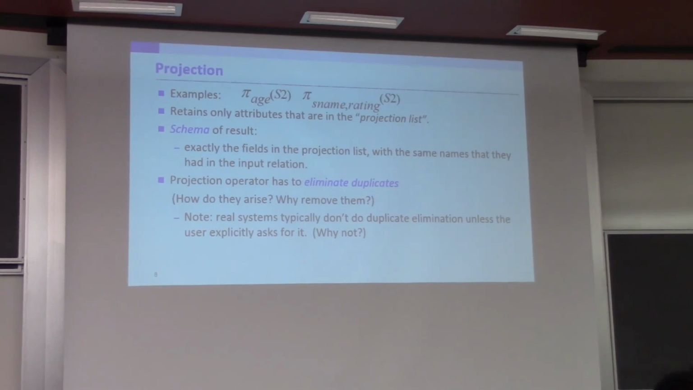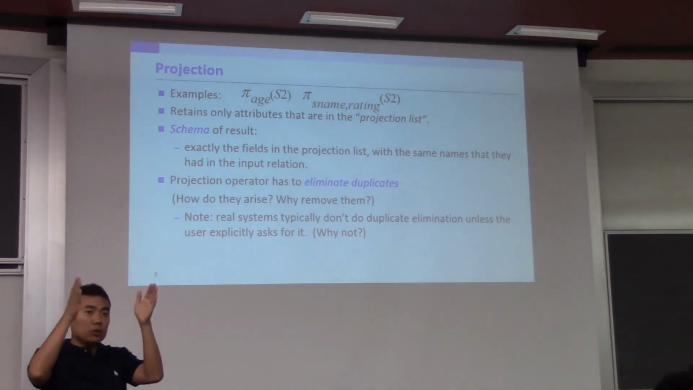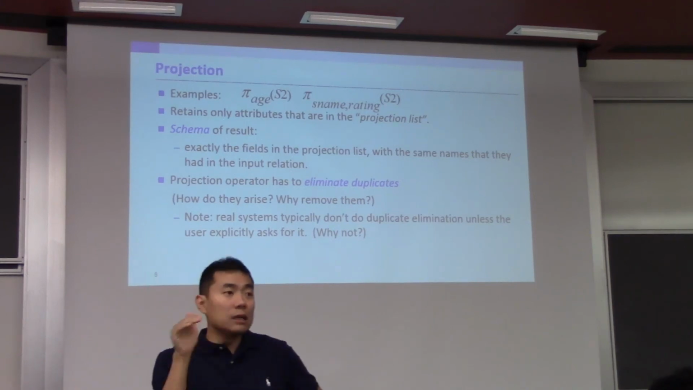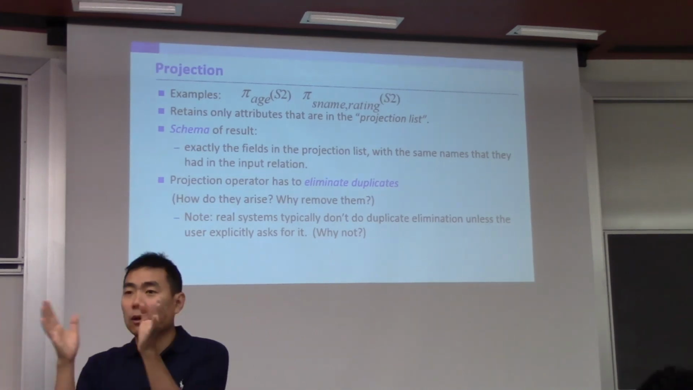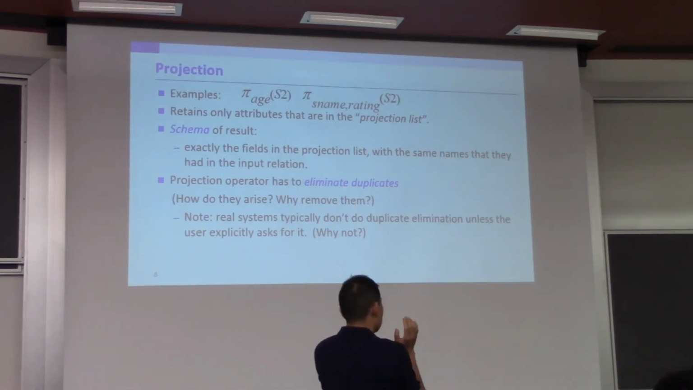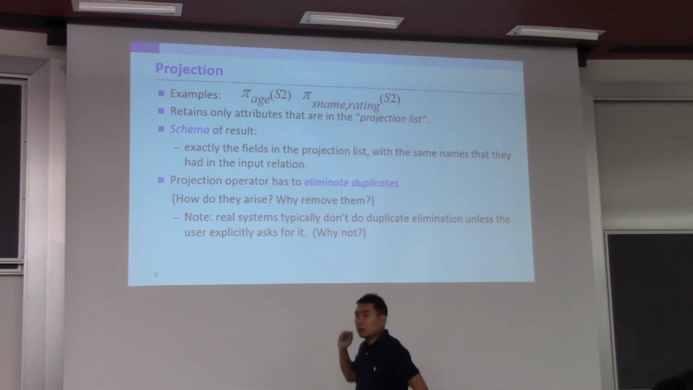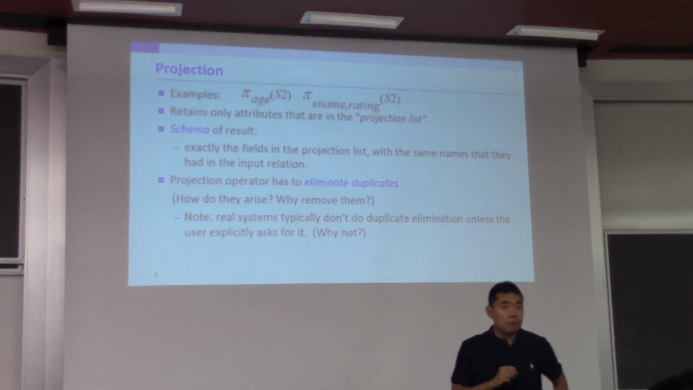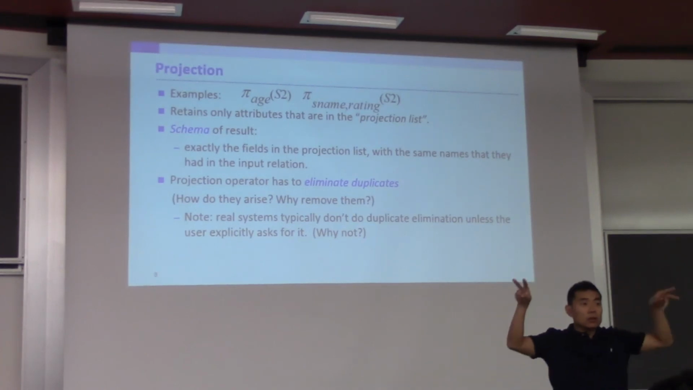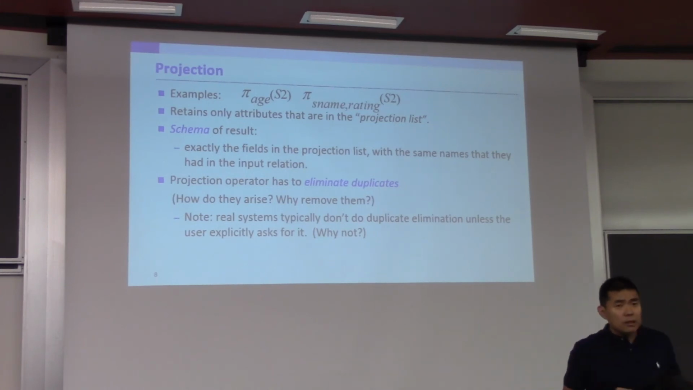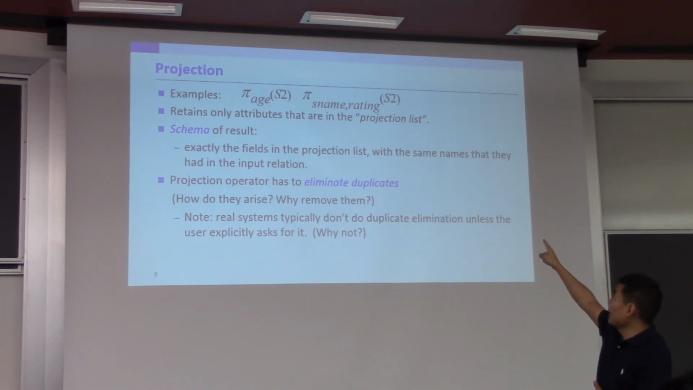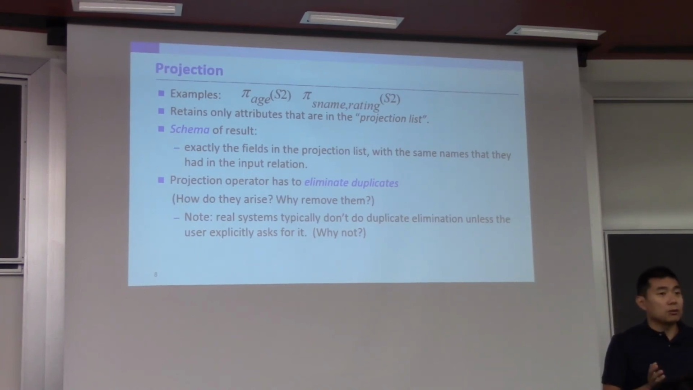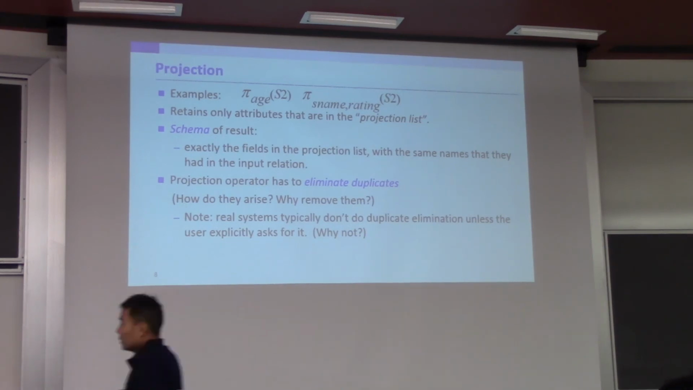So let's start with projection. The notation of projection is you use the operator pi, supply a list of attributes as its subscript, and then supply a relation as the input to your projection operator. What it does is, quote-unquote, select the columns listed under what we call the projection list. For example, project out age from S2, and project out name and rating from S2. Very simple to understand, right? So let me give you some specific examples of this.